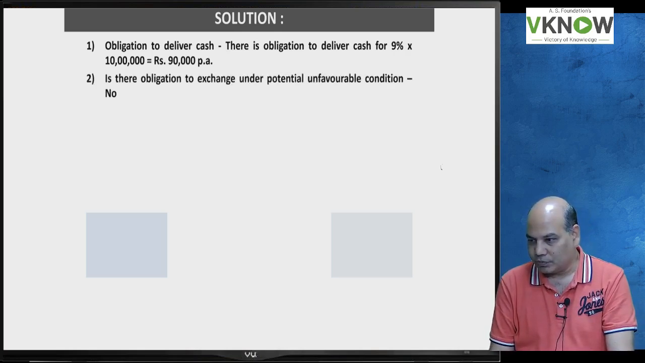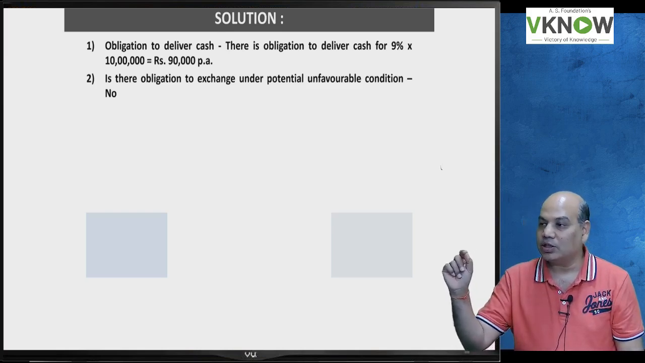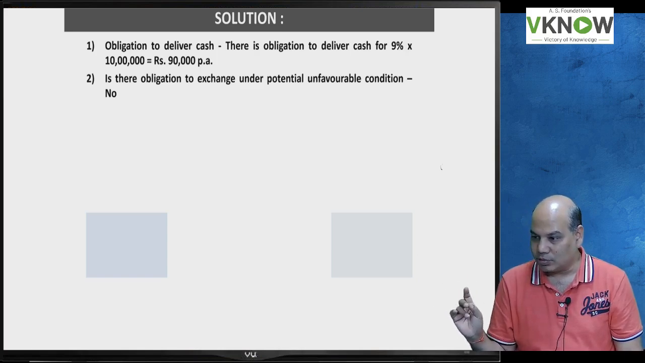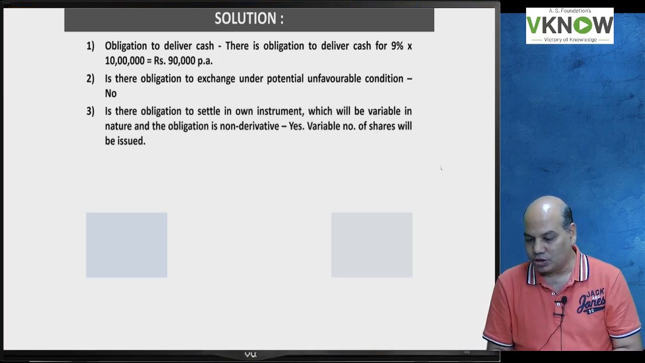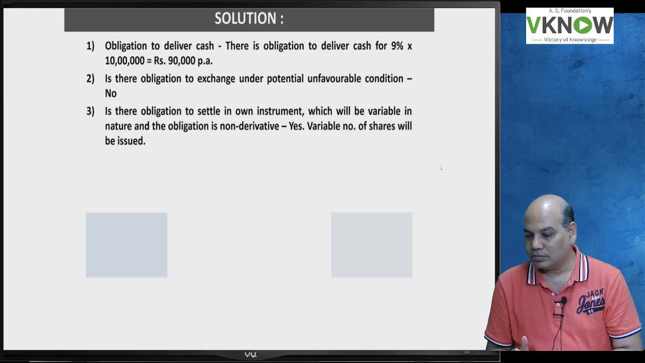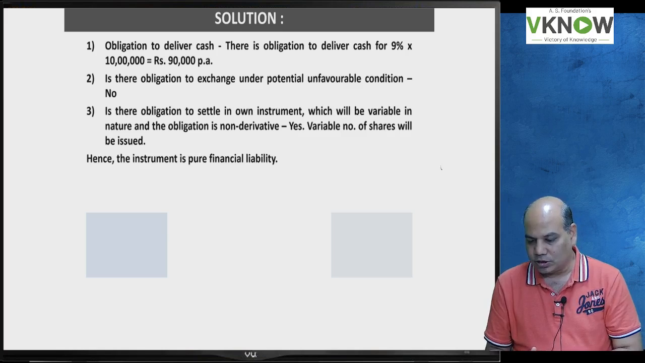First we need to check, do we have a financial liability? Yes, there are two obligations in this question actually. One obligation is to pay 90,000 rupees every year. That is also my obligation. My second obligation is, is there any obligation to exchange potential under unfavorable condition? No. Is there any obligation to settle in own equity instrument which will be variable in nature and the obligation is non-derivative? The answer is yes. So there will be a variable number of shares. Therefore, this is a pure liability.